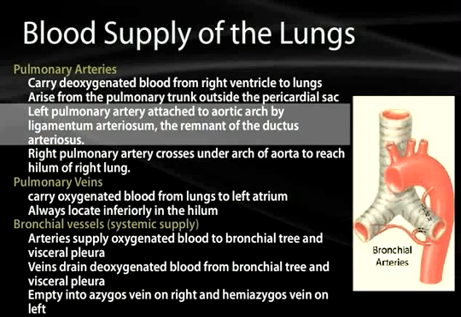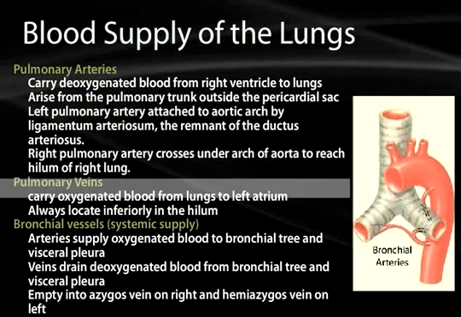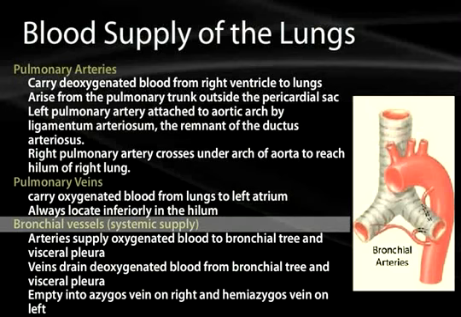And it's at this point that you get the recurrent laryngeal nerve coming around. So any recurrent laryngeal nerve damage that can cause rasping of the voice will oftentimes be associated with that area as it comes around. The right pulmonary artery is going to cross under the arch of the aorta to reach the hilum of the right lung. As far as pulmonary veins, they're going to be carrying oxygenated blood from the lungs back to the left atrium, and they're going to be located in the inferior areas of the hilum of the lungs.